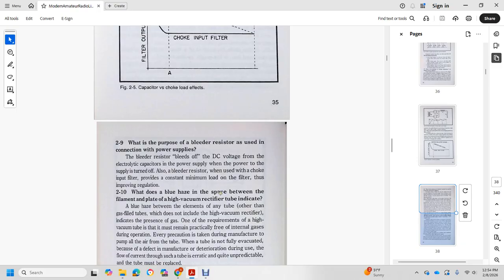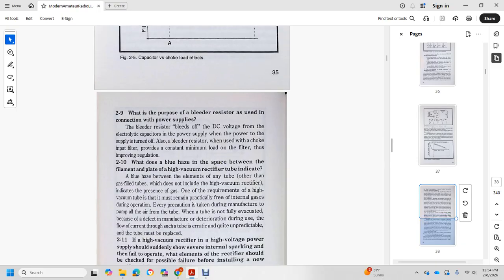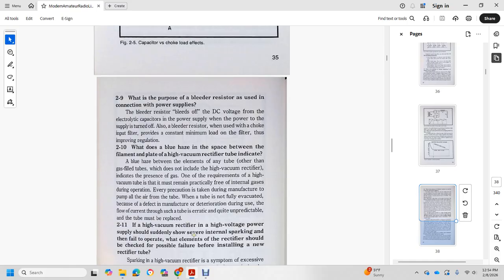2.10. What does the blue haze between the filament and plate of the high vacuum rectifier tube indicate? Blue haze between elements in any tube other than the gas-filled tubes, which does not include the high vacuum rectifier, indicates the presence of gas. One of the requirements for the high vacuum tube is that it must remain practically free of internal gas during operation. Precaution is taken during manufacturing with the pump. If the air in the tube is not fully evacuated because of a manufacturer's defect or deterioration during use, the flow of current in the tube is erratic and quite unpredictable. The tube must be replaced.